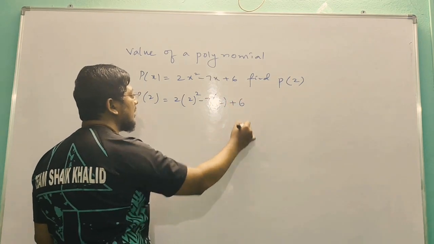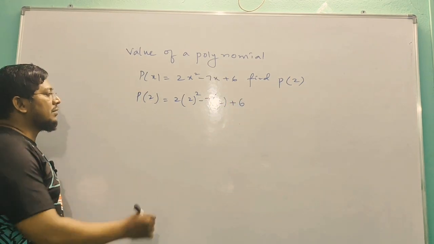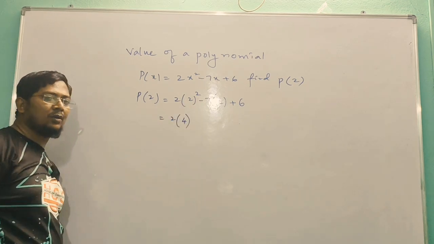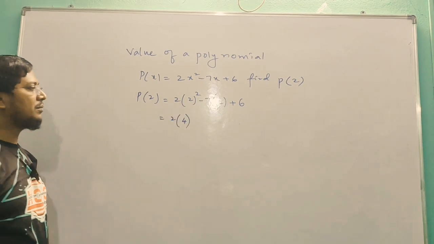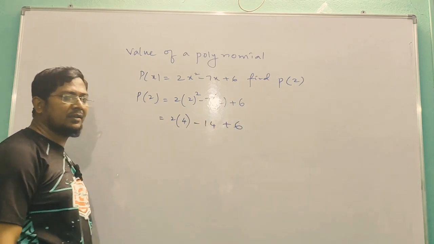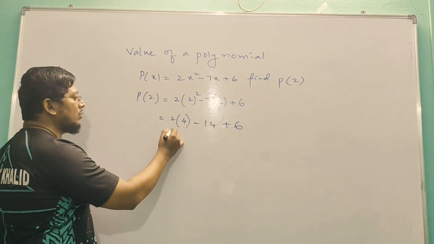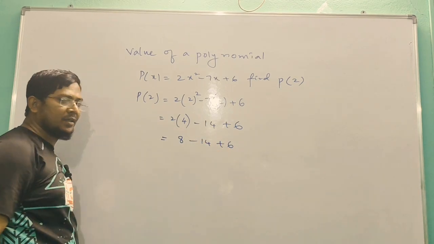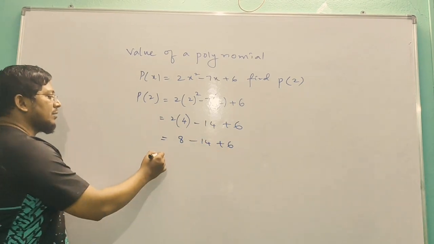2 plus 6. So what is the value of 2 power 2? Yes, good. 2 power 2 is what? 4. 2 2s are 4. Similarly, minus 7 2s are what? 14, and plus here what? 6. So we shall multiply 2 4s are what? 8, minus 14 plus what? 6. So 8 plus 6 what?